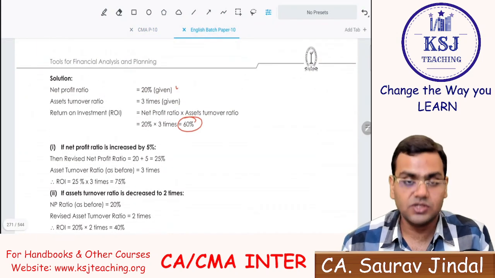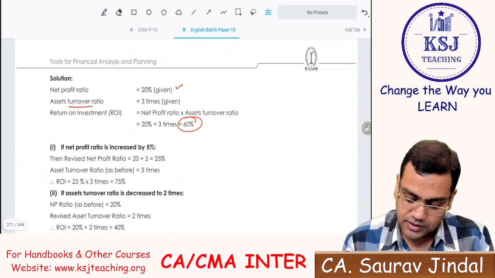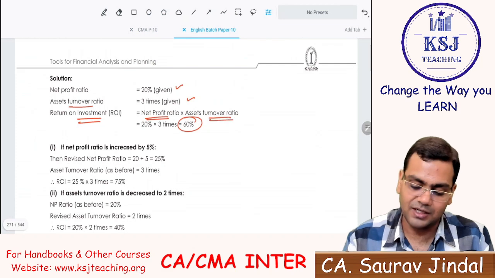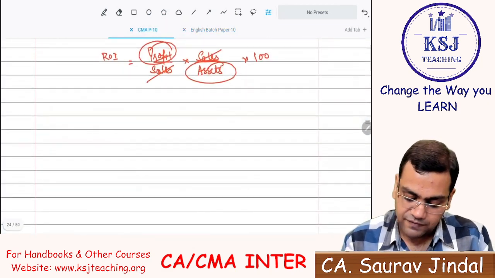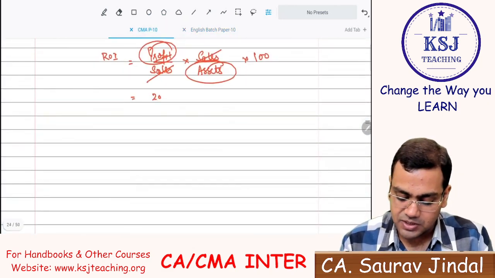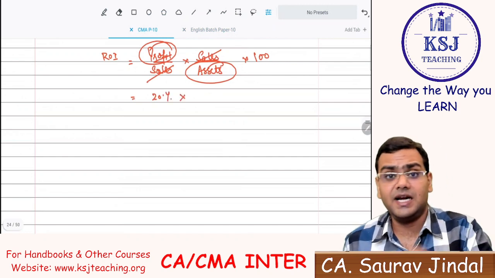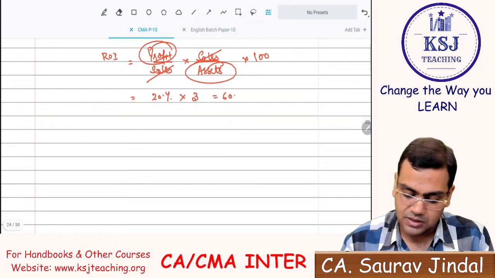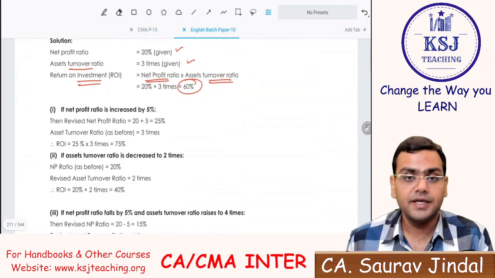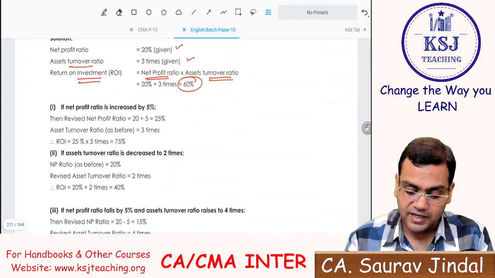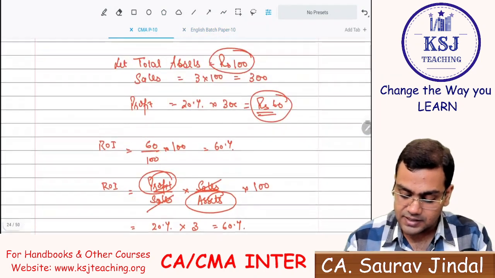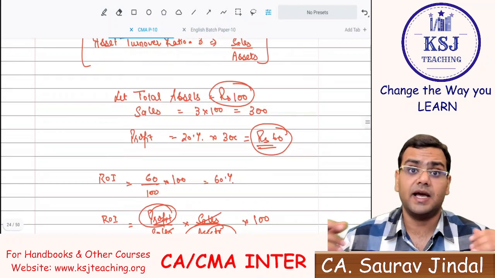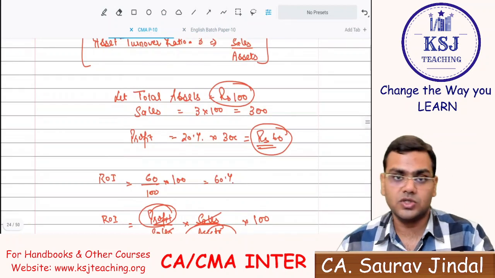Net profit ratio is 20%. Asset turnover ratio is 3 times. So return on investment is net profit ratio into asset turnover ratio. So this profit divided by sales is what? 20%, that is given to you. Sales divided by asset is turnover ratio, that is 3, that is given to you. So this comes to 60%. Clear? This is how this was to be solved. You can also solve it by taking this kind of an example. Assume the total assets to be 100, then calculate the sales, then calculate the return on that. This way also you can present it.